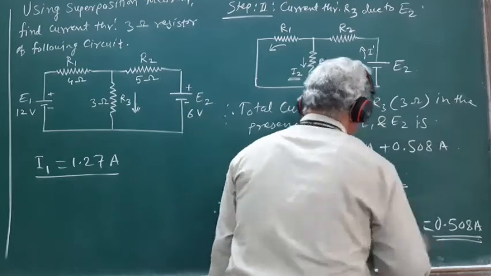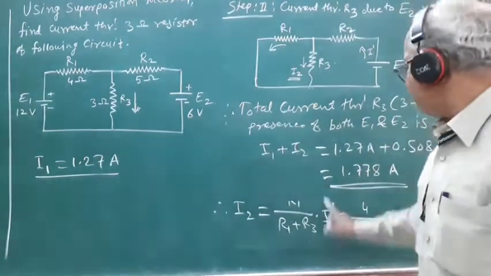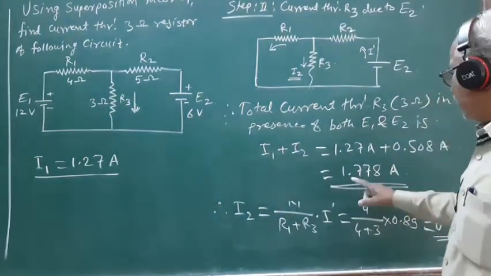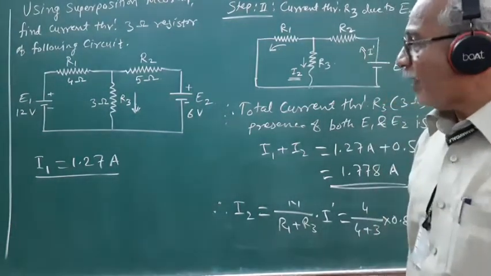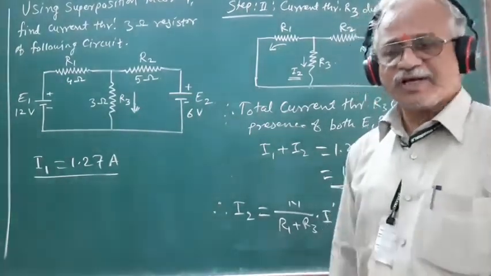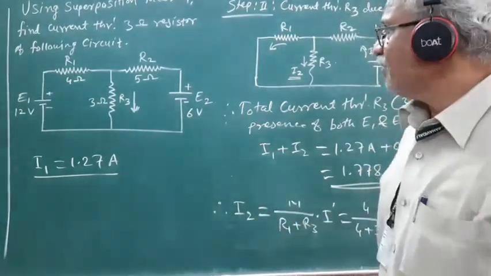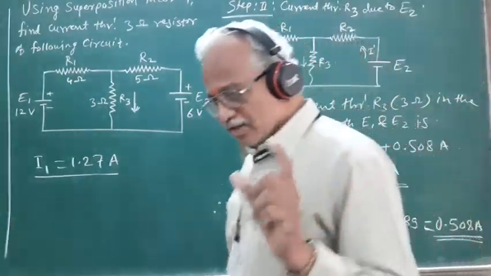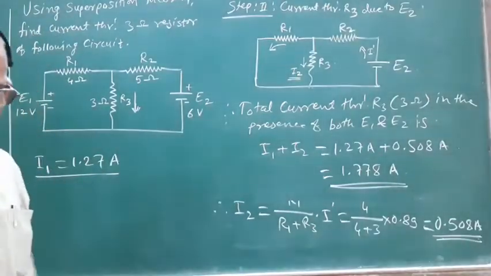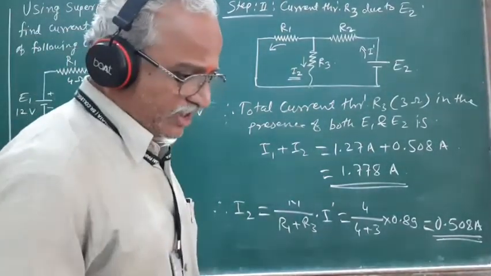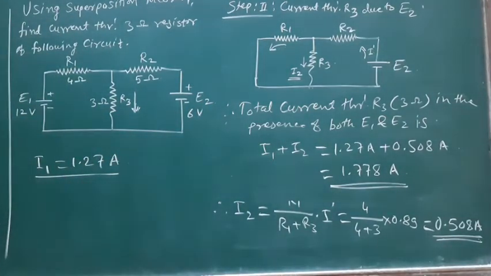The total current sent by the sources E1 and E2 through the resistor R3 works out to be equal to 1.778 ampere. So that is how we can apply the superposition theorem in order to analyze the given network.